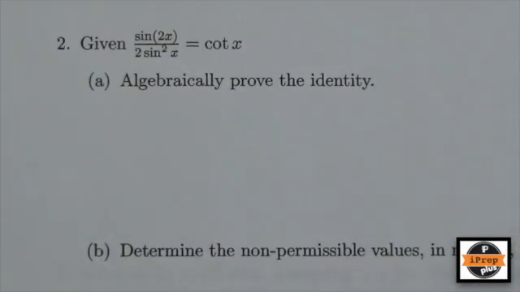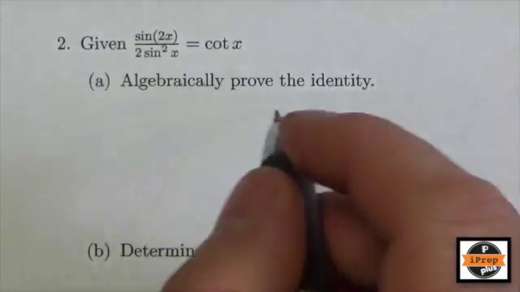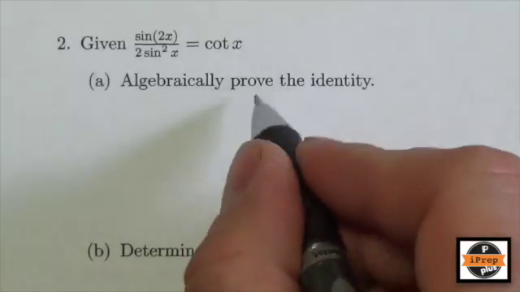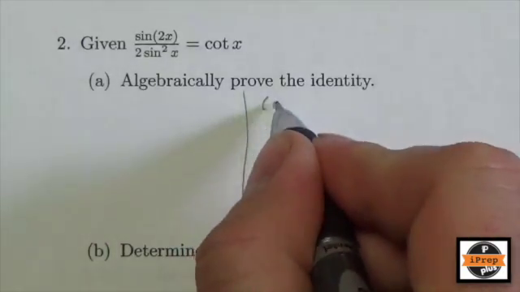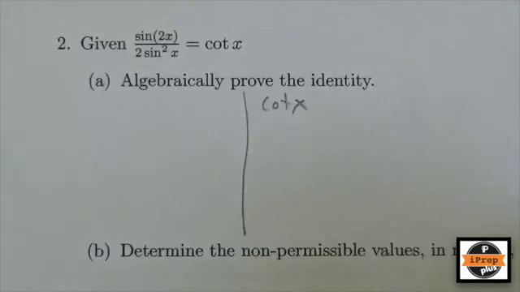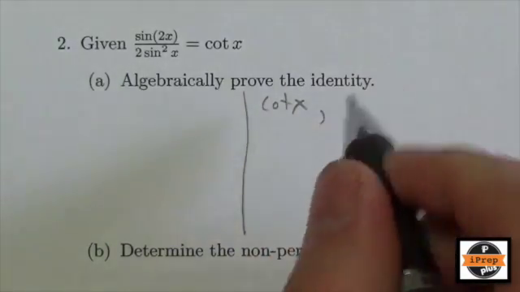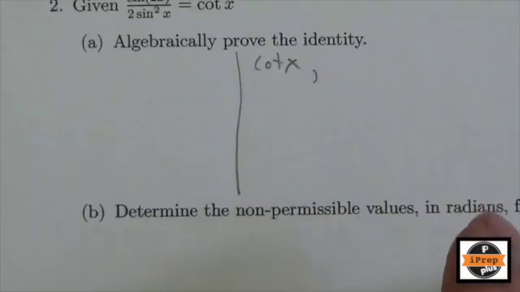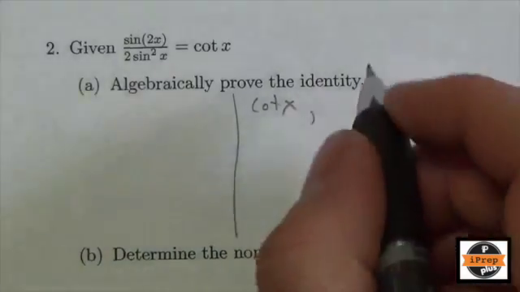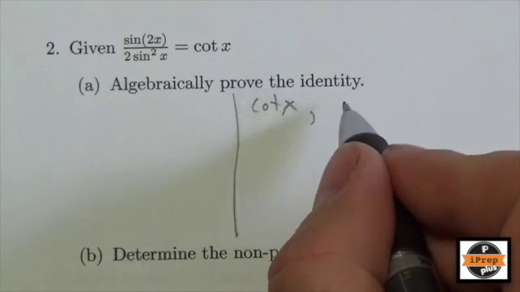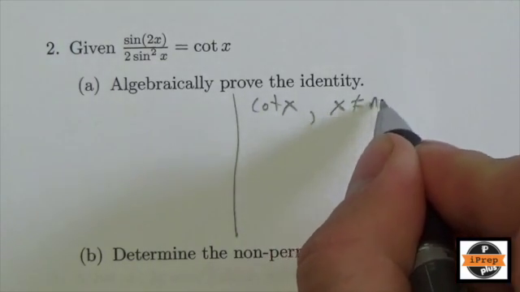Okay, once again, let's take a quick look at the question here where we're proving an identity. Again, we've got the left-hand side and the right-hand side here. So on the right-hand side, there's really not much I can do except identify that it's the cotangent of x. What I will do, though, because the second part of this question is about identifying the non-permissibles, is identify the non-permissible, and it's going to be that x cannot equal multiples of pi.